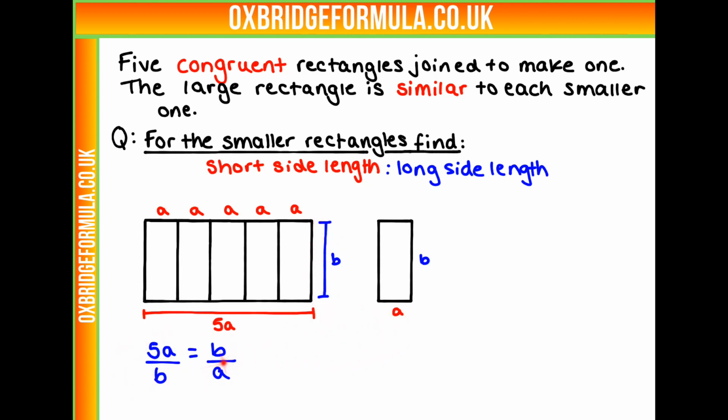And from this, we can work out what A might be in terms of B. So, for example, I'm just going to get rid of these fractions by multiplying this side by A and this side by B. We get 5A squared equals B squared, or root 5 A equals B.